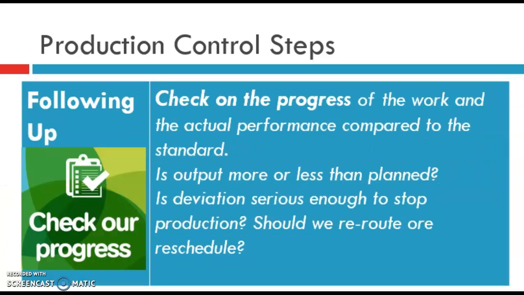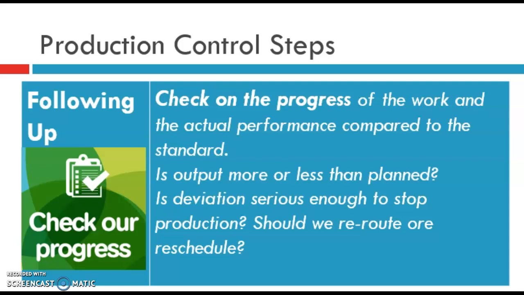The next production control step we're going to talk about is the following up. So this is about checking on the progress of the work and having a look at the actual performance compared to the standard that you wanted it to meet. And questions you're going to ask here are things like, is the output more or less than planned? So for example, I might have planned to have manufactured 1,000 hand sanitizers within 2 hours. But in actual fact, I've now only manufactured 500. So now I need to start checking why am I short? What went wrong? Is the deviation serious enough to stop production?